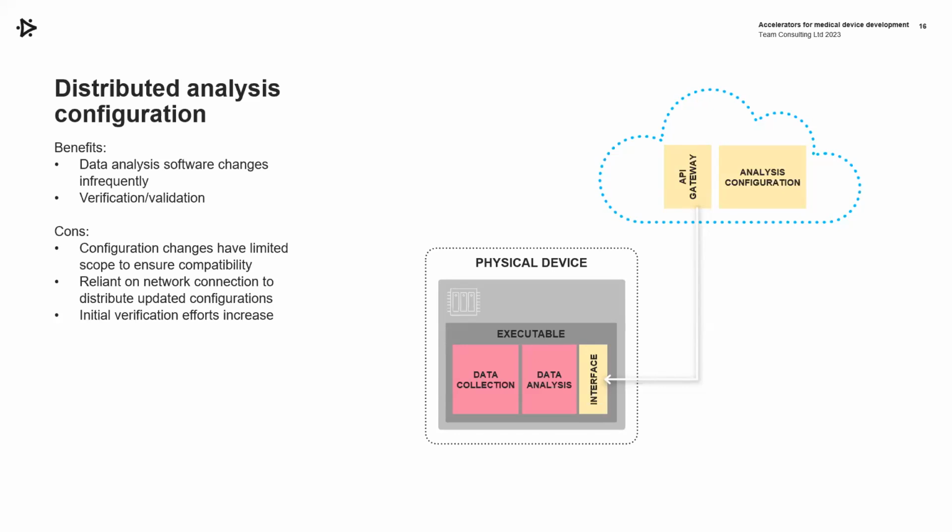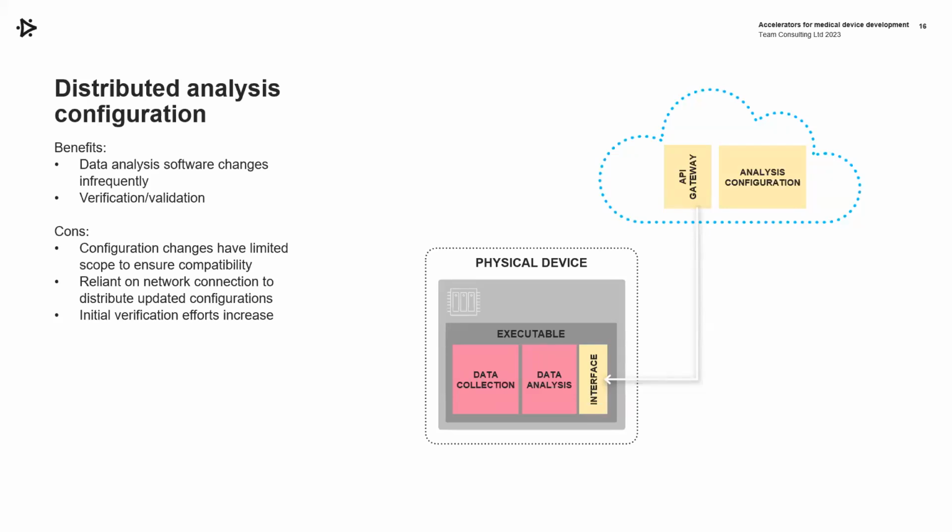our validation is about the new configuration and demonstrating that that configuration works as we expect it to. The difficulties, of course, are that, well, again, we need a network connection to receive that new configuration. We may end up with devices in the field with different configurations, although we were happy with the configuration at each point in time.